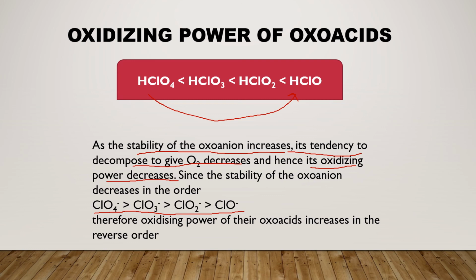So the oxidizing power of the oxoacid increases in the reverse order. So oxidizing power will be maximum for hypochlorous acid and it will be minimum for perchloric acid, right? So this was all about oxoacids of halogen. Thank you so much.